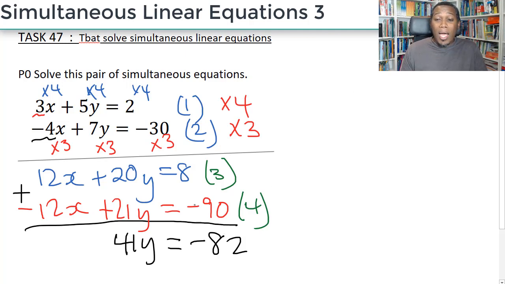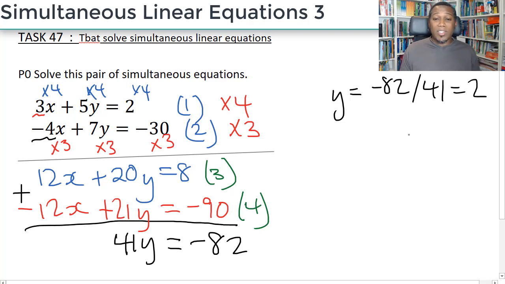Now, if 41y is equal to minus 82, then y is going to be minus 82 divided by 41, so y is equal to 2. Wasn't that scary after all? Am I right? No, I made a mistake. What's the mistake I've made? Absolutely right. I'm supposed to say y is equal to minus 2. Thank you very much. I divided a negative number by a positive number. So y is equal to minus 2.